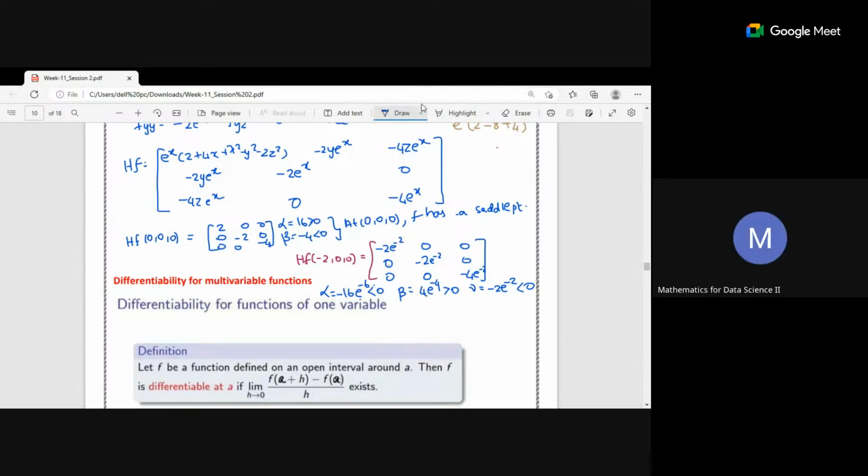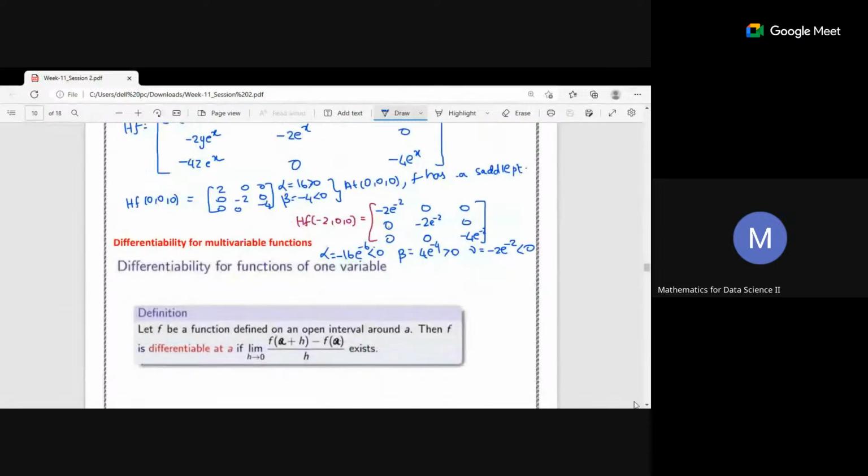Okay. So now, as I told you, for differentiability of multivariable functions we have already seen other versions, like partial derivatives, directional derivatives, and then gradient functions. These are some forms of differentiability for multivariable functions. But precisely, what is differentiability for multivariable functions? And what is the analogous concept of differentiability we see in one variable functions?